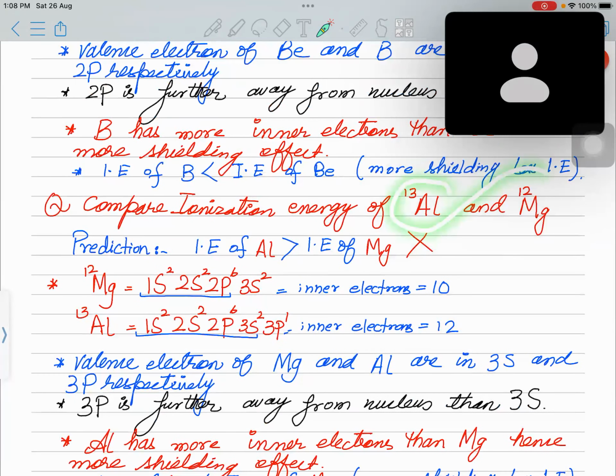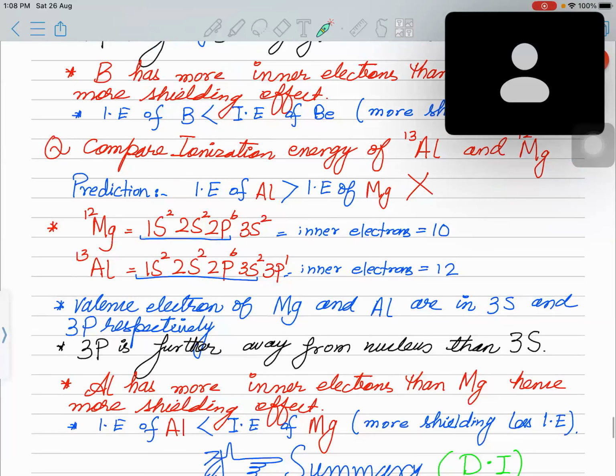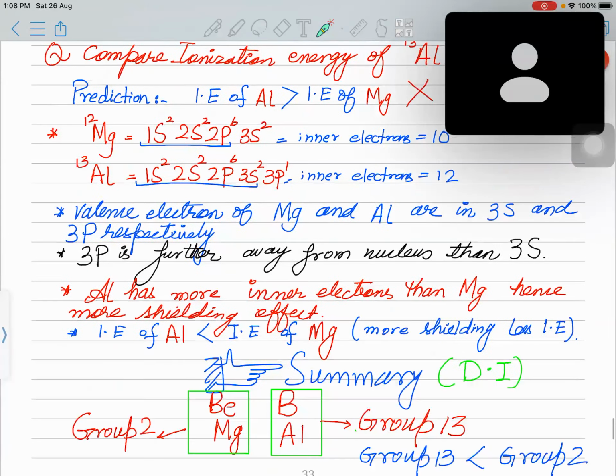Now compare the ionization energy of aluminum and magnesium. What is the relationship between them? Magnesium has more, right, it requires more ionization energy. Can you tell me why? Because first of all, aluminum has more inner electrons, and as a result the shielding effect is comparatively higher than magnesium's. Exactly. Very good.